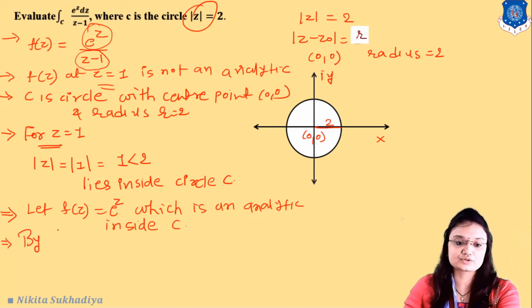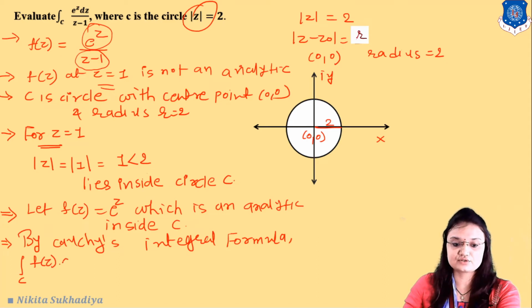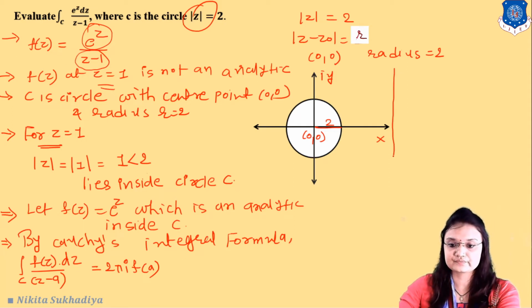So now we have to use, for z is equal to 1, Cauchy's integral formula, which is the integration of f of z into dz upon z minus a, where a is any point which lies inside the circle C. At that time we can use this formula to evaluate this integration. So here I am writing the integration over C of f of z, that is e raised to z into dz, upon z minus 1. Here 1 is a point which lies inside the circle C.